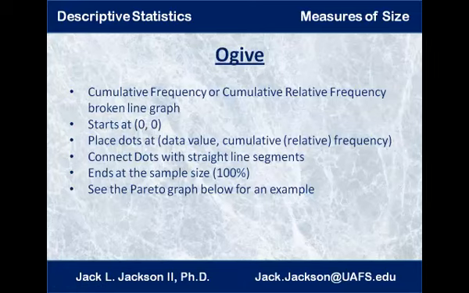An ogive is a cumulative relative frequency or cumulative frequency, either one, broken line graph. We can always start it at 0, 0, or sometimes you'll see it starting at the first data value. We will place dots there at each data value, comma, the cumulative frequency or cumulative relative frequency, and connect the dots with straight line segments. So it'll start at 0 and basically end at the sample size, or start at 0 and end at 100%. We'll see an example of this below in a Pareto graph.